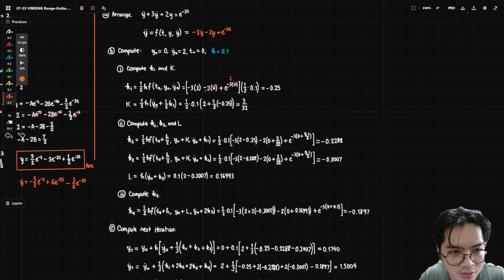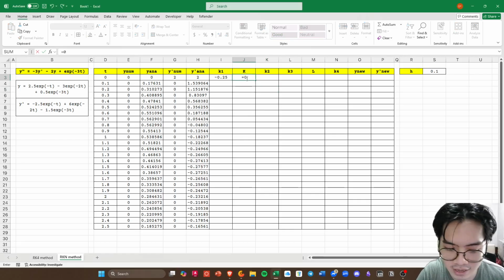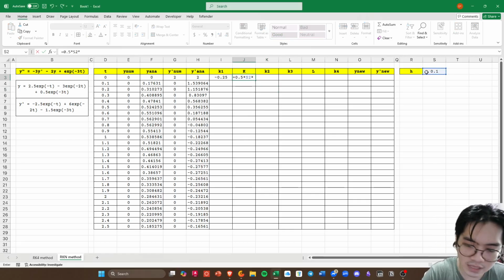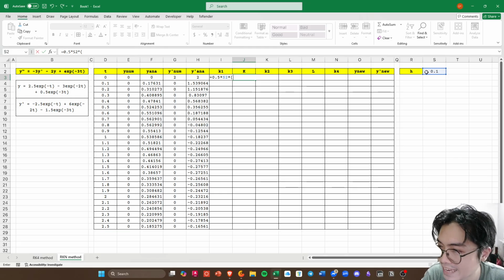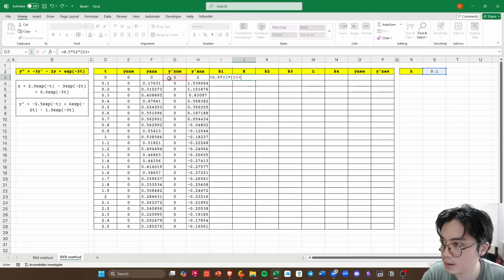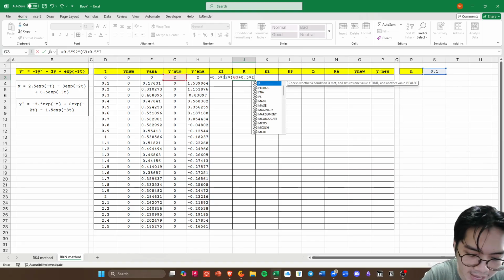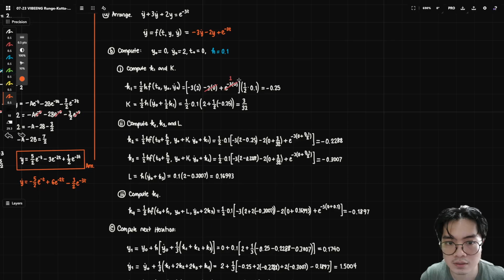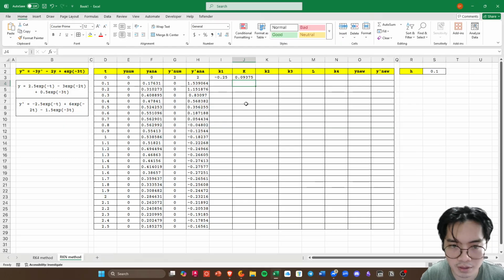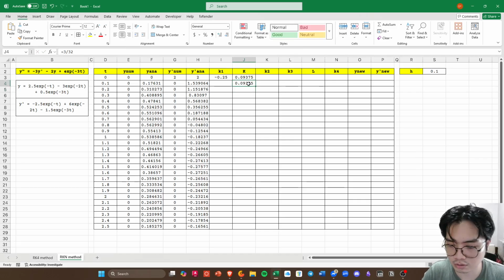Our K naman is 1 half H. Sige. Titingin na lang ako sa other screen ko. 1 half H times yn dot. So, yn dot plus 1 half K1. So, that would be I3. Yun ba ang 3 over 32? Check nga natin. Okay, good so far.